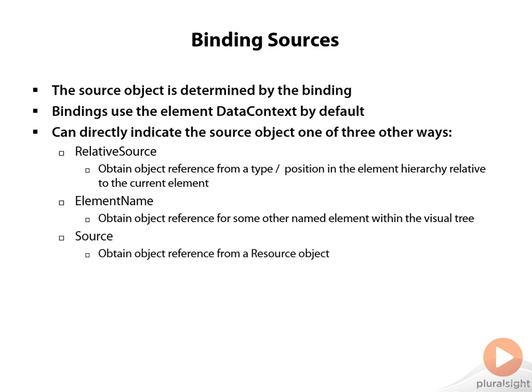And then the last way is to use the Source property on a binding. Source property has to point to some object reference that you want to use as the source. Now, the only reasonable way to get an object reference down into the Source property is to use a static resource that points to some object in a resource collection. So let's see all of these in some demos.